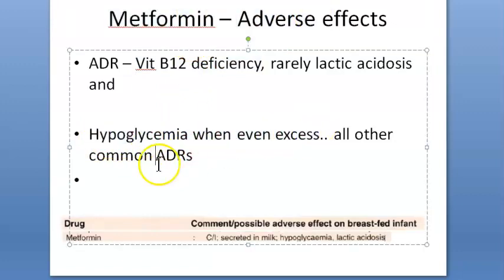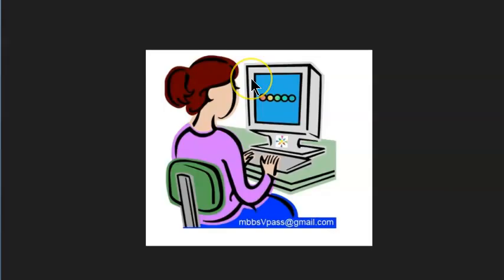Now, for all other drugs, if they ask adverse effects, the first thing you will write is definitely hypoglycemia, and then you add "rarely" with it. And common side effects you will always write, like nausea, hypersensitivity, all that you write. Then it is secreted in milk. It can cause hypoglycemia in the baby.